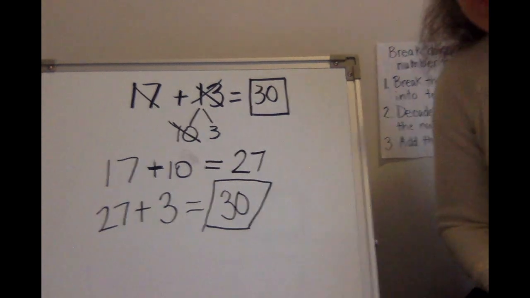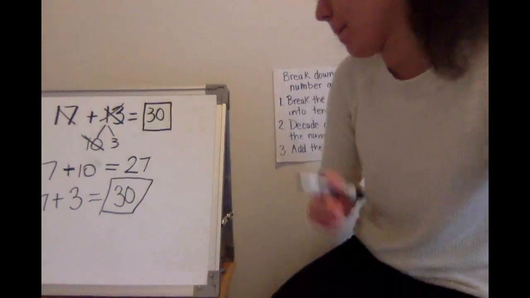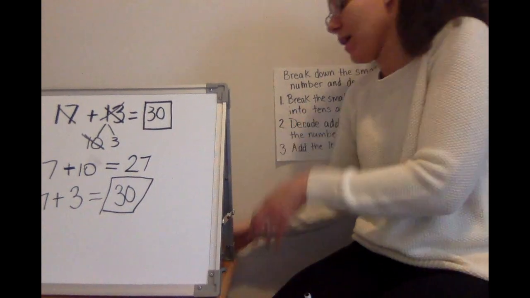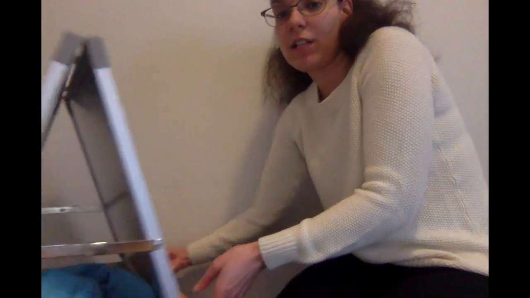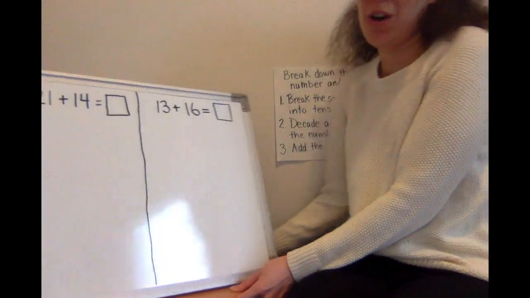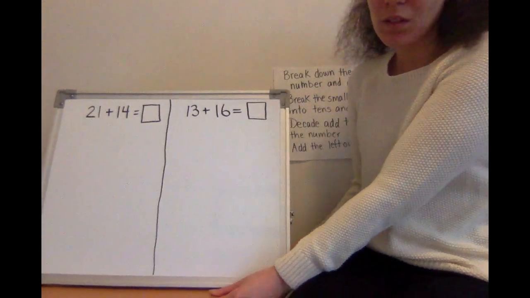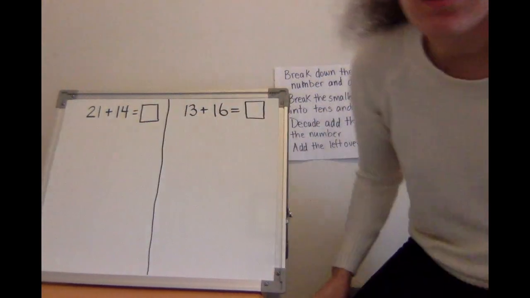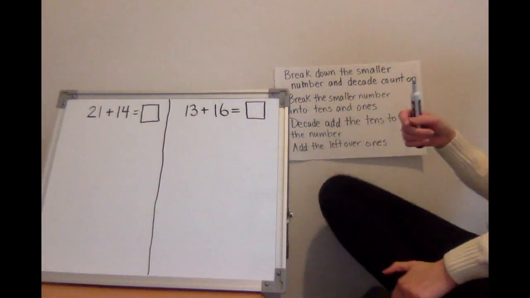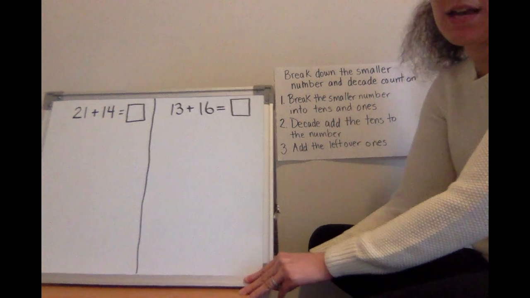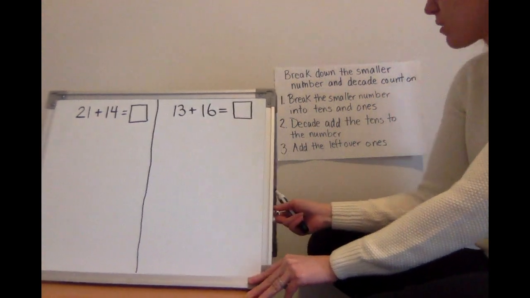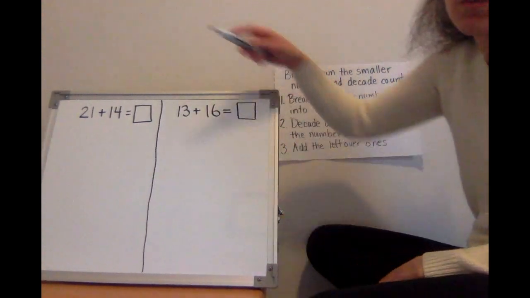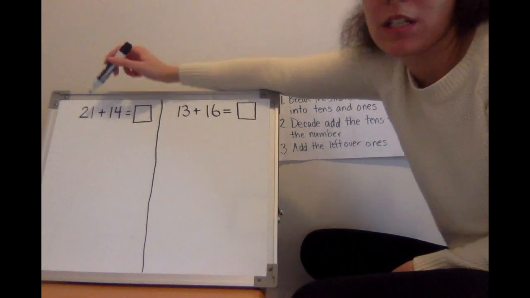All right. It's your turn to help me out. I'm going to go ahead and turn my board around, because there's 2 problems that I will need some help solving. All right, the first one says 21 plus 14. Well, let's see. Remember, the first step is to break the smaller number into tens and ones. Which of these numbers is smaller?